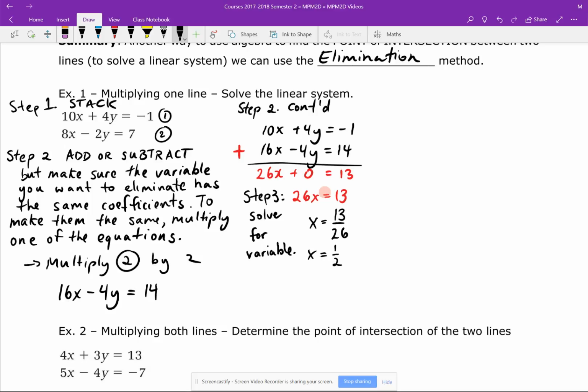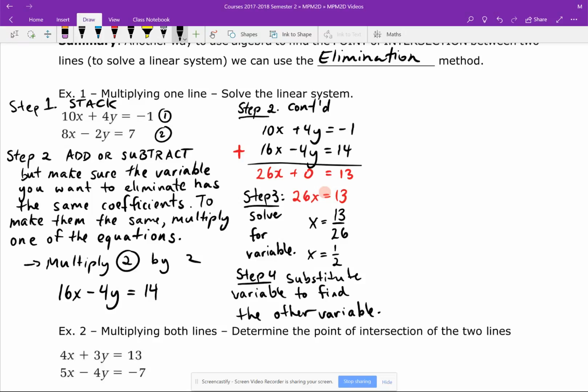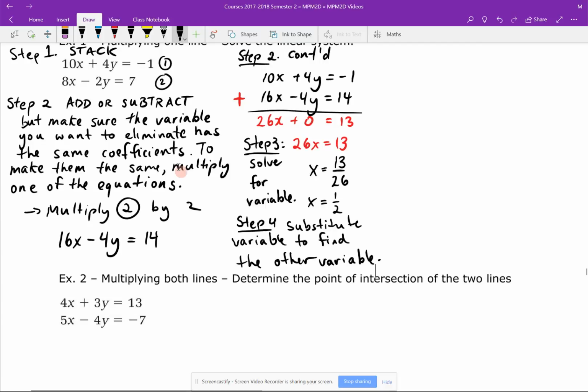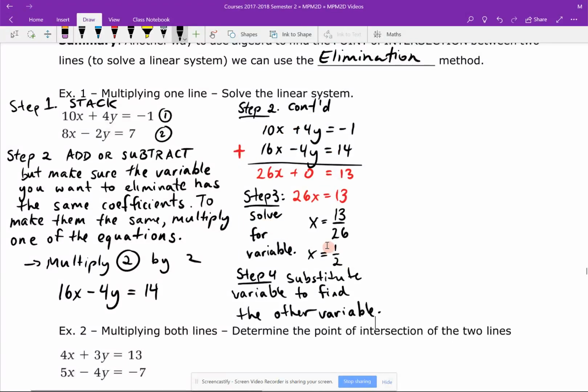What's step 4? Well, step 4, similar to substitution, you have to take this variable and substitute it back to find the other variable. Okay, so what does that look like? Well, you have to take your 1/2 and substitute it into any one of the equations that we had back in the beginning. You choose the simpler one.